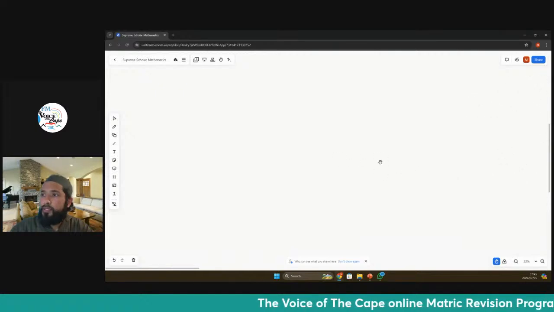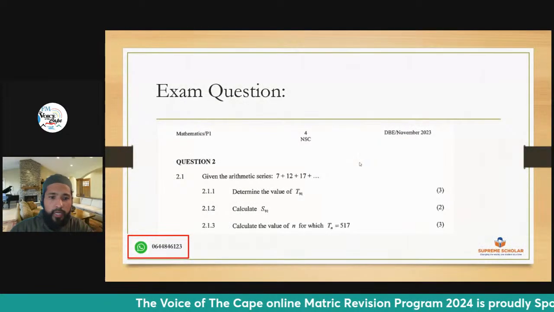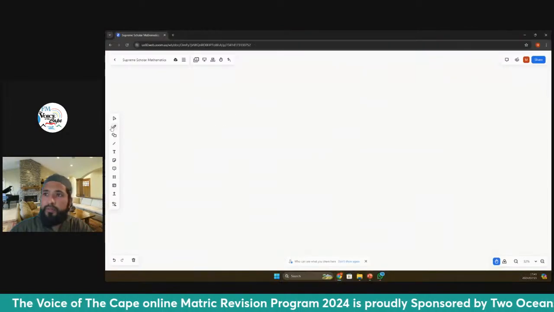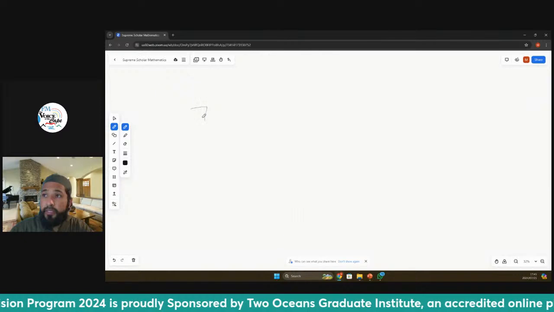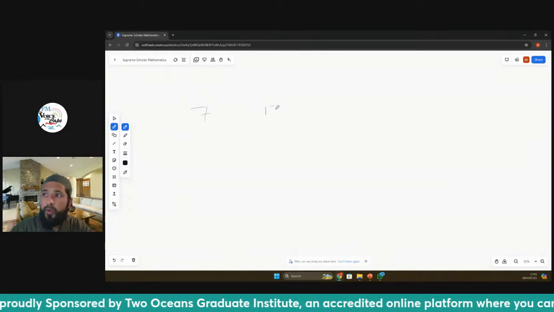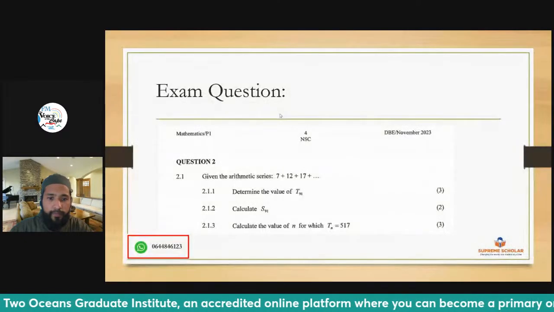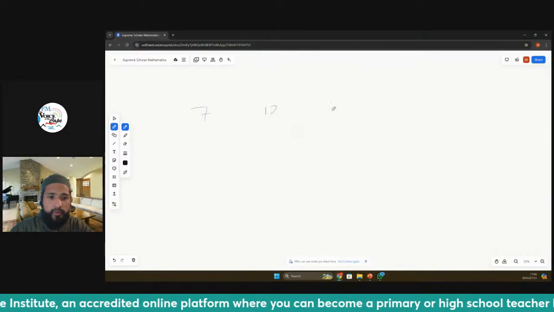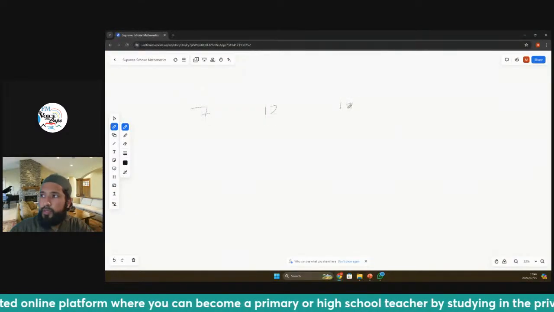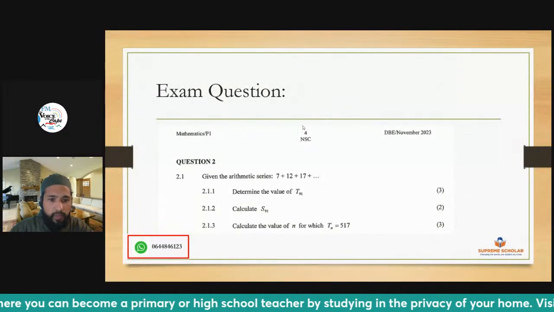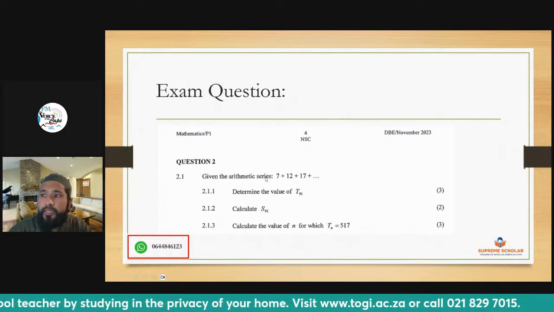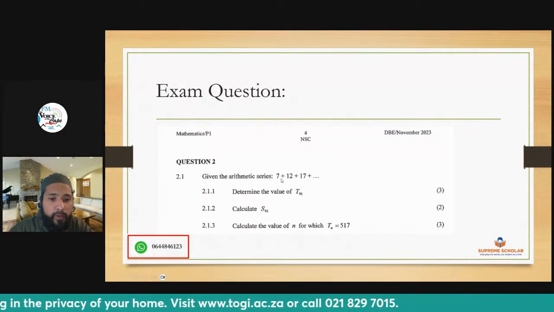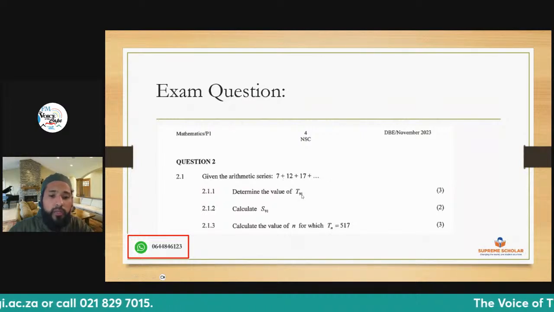The pattern is 7, 12, and 17. They're asking us for the value of term number 91 in this arithmetic series. It's called a series simply because instead of there being a comma, it's a plus, it's adding things. We're only going to deal with T91.